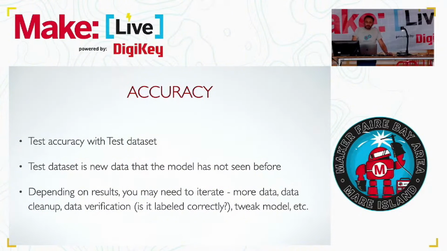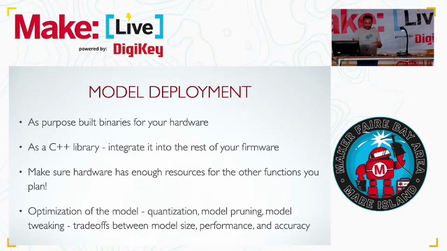So once you have trained your model, you'd want to test for accuracy. This is where the test data set comes into play. The test data set is data that the model has never seen before. Based on the results of this, you need to iterate. You might need to go and collect more data. You might need to clean up your data or verify that the data is labeled correctly, tweak the model, and so on. And then once you are satisfied with how the model is performing, you have to deploy it on your hardware.